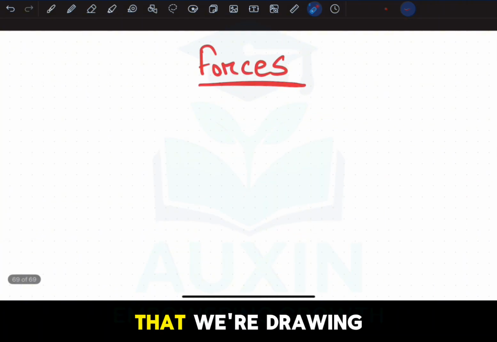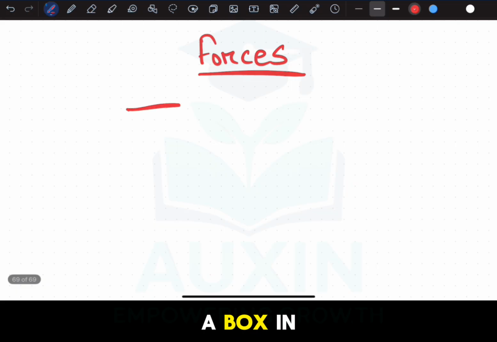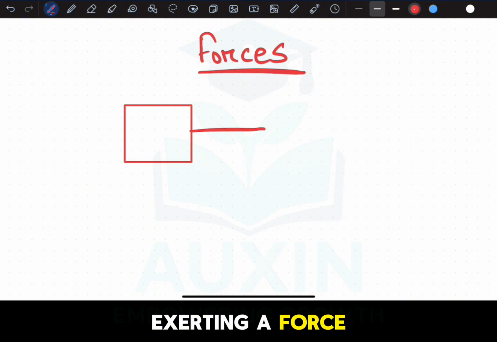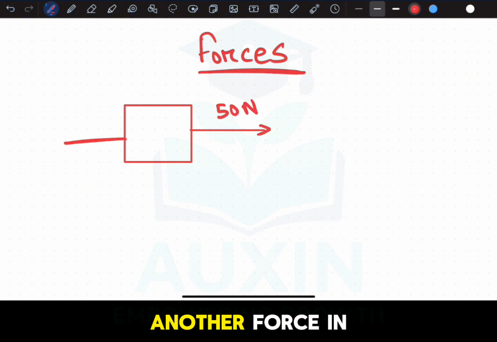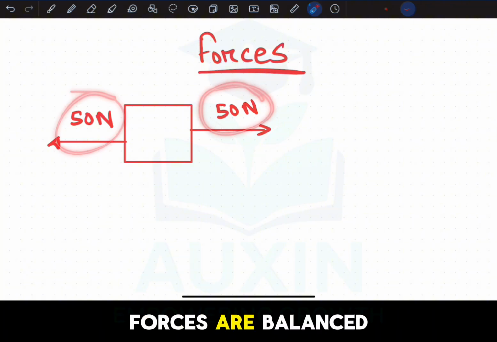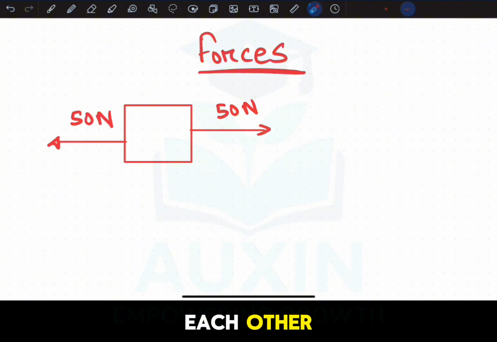Okay, now let's see that. We're drawing a box in here. And then I'm exerting a force in this direction, let it be 50 Newton, and another force in this direction, let it be also 50 Newton. And we can see that both of the forces are balanced and equal to each other, opposite and equal to each other, right? So they will cancel each other out.